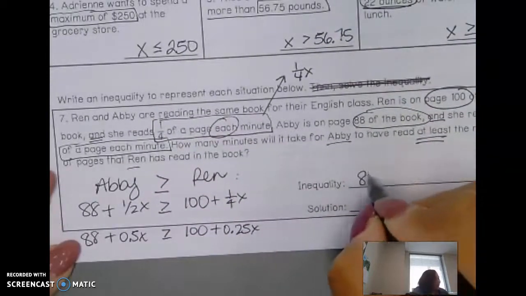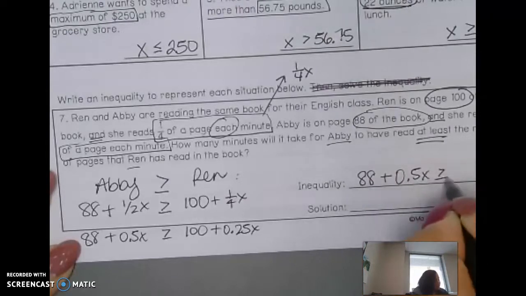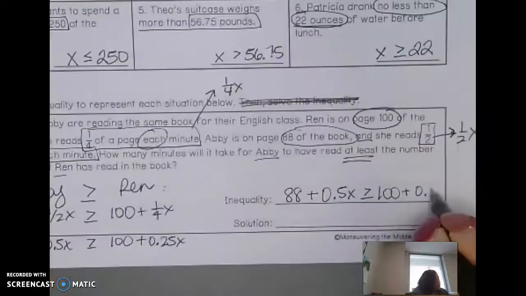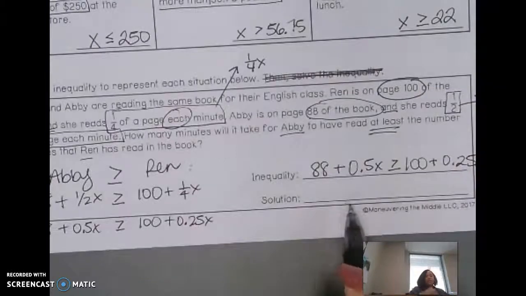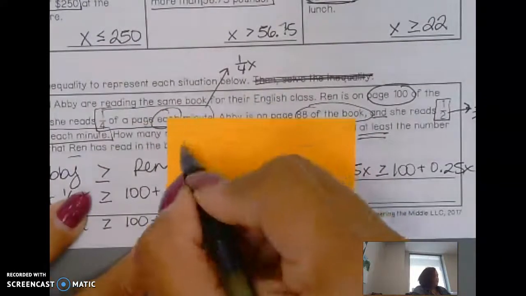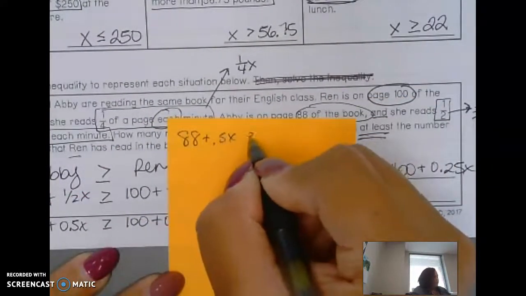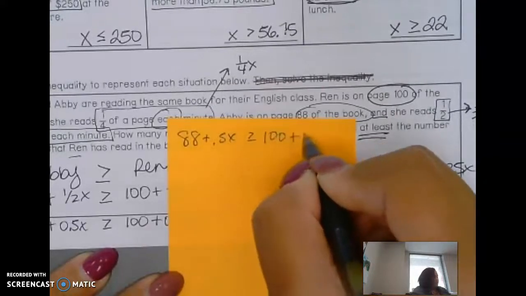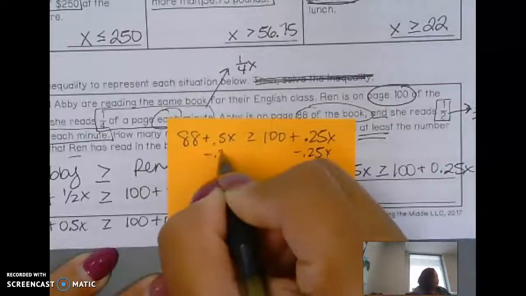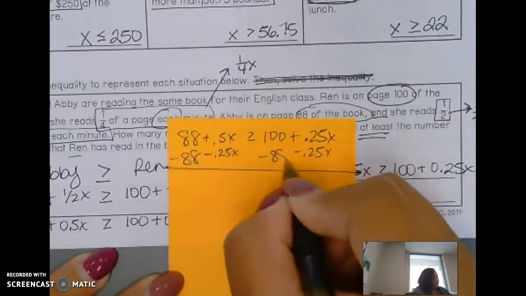Either one works. I like the decimals because they're easier to operate with, provided that it's a terminating decimal. 0.25 X. And then to solve it will look like this. Let me do it on a sticky note. 88 plus 0.50 X greater than or equal to 100 plus 0.25 X. Subtract 0.25 X from both sides, and subtract 88 from both sides. I'm doing it in one sweep.